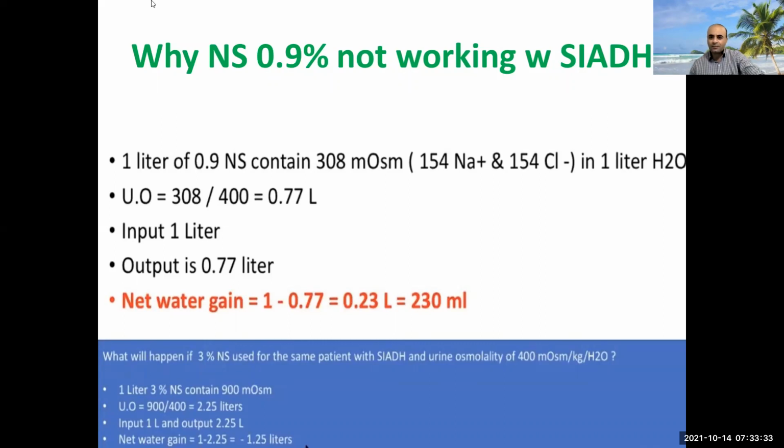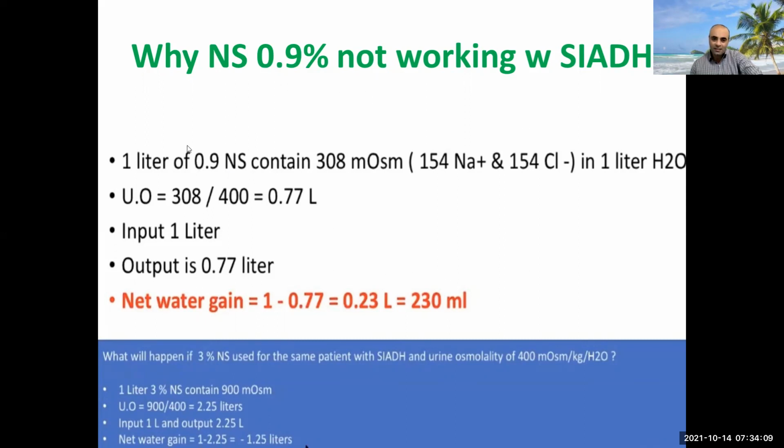If you just calculate this, 154 plus 154 gives you 308, assuming your urine osmolarity is 400. You will excrete 0.7 liter. 1 liter input, you excrete 0.7 liter, so you will retain about 230 ml in your body. Free water will worsen your hyponatremia. So SIADH is a contraindication to treatment with normal saline.